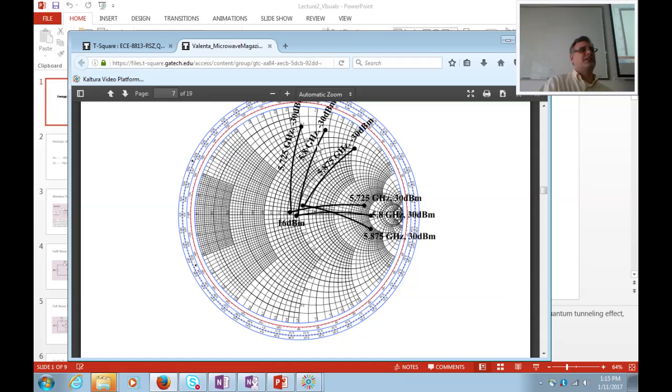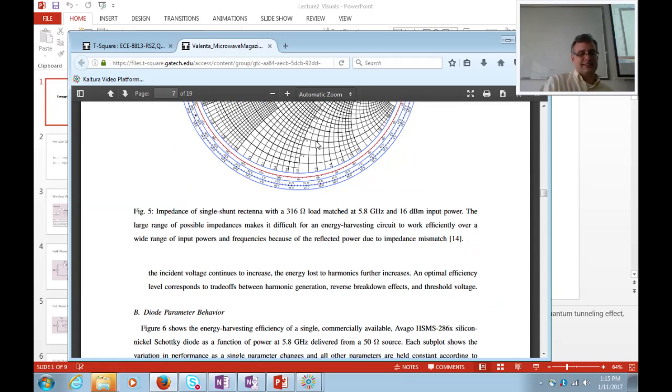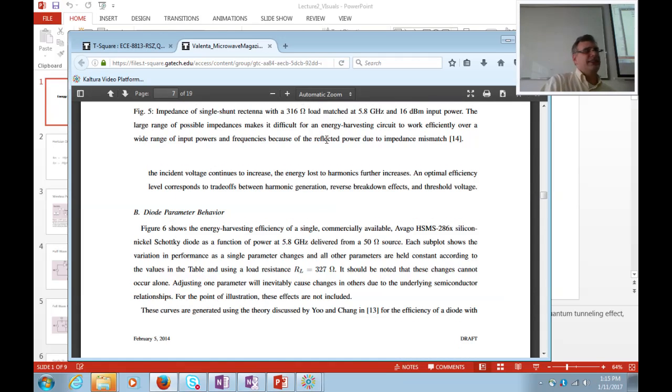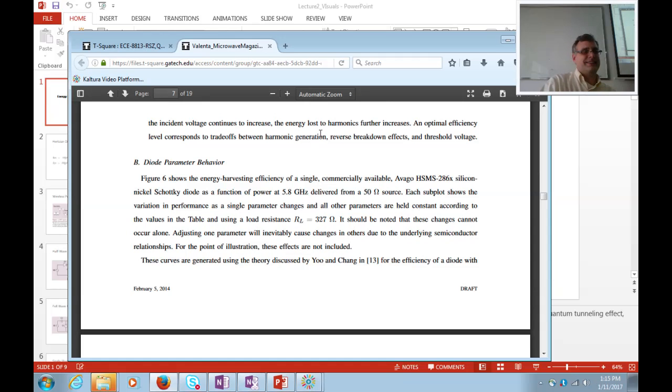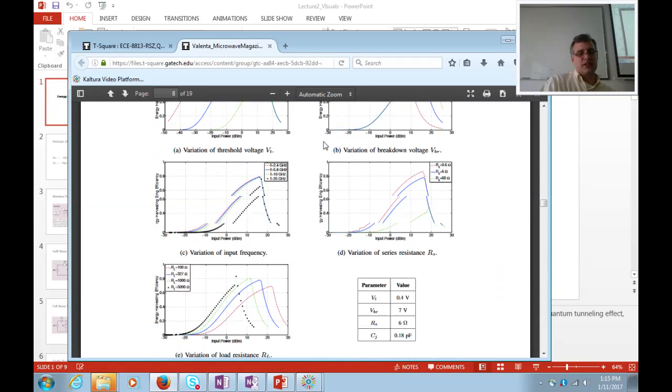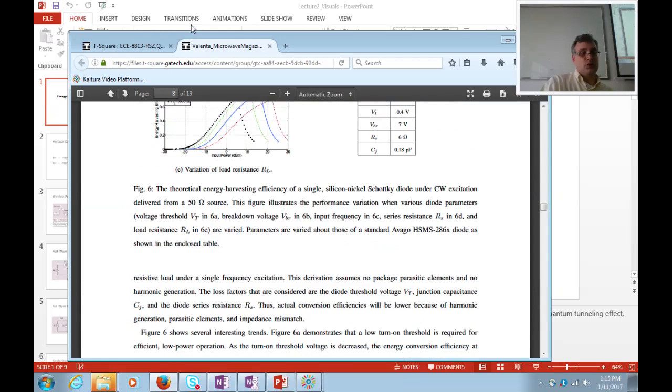Look, there's a Smith chart. Anybody seen that before? It's okay if you haven't. Just skip by that section. But there's some really nice analysis here to kind of introduce you to the topic.